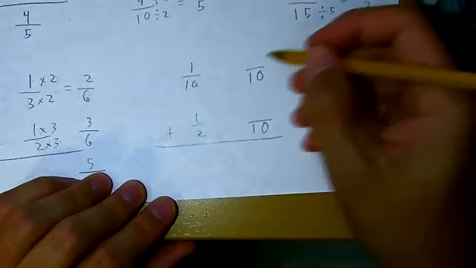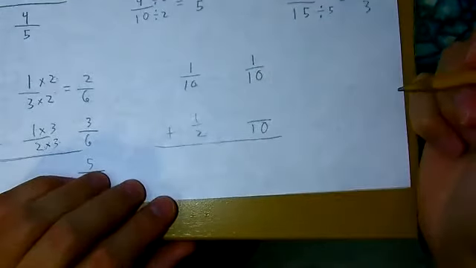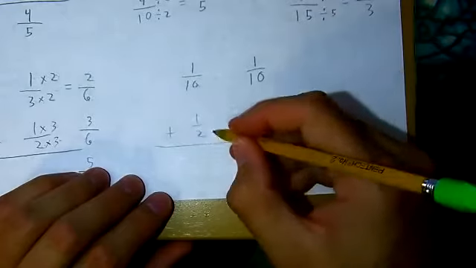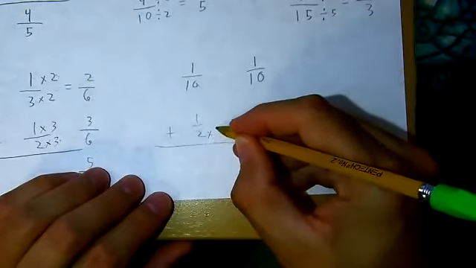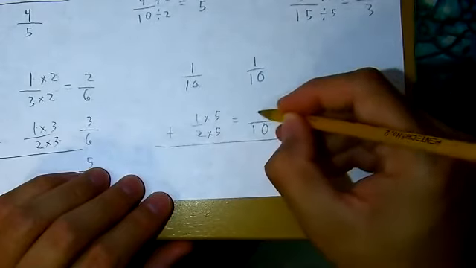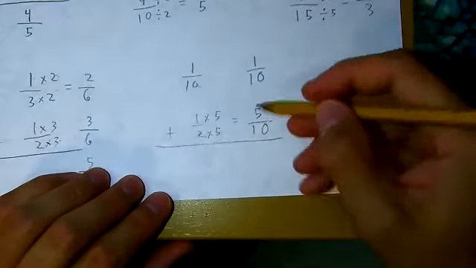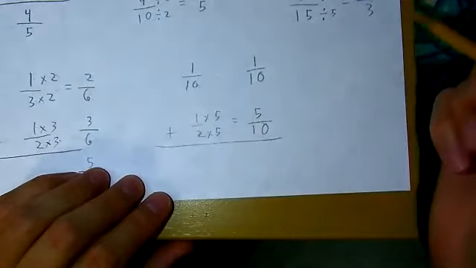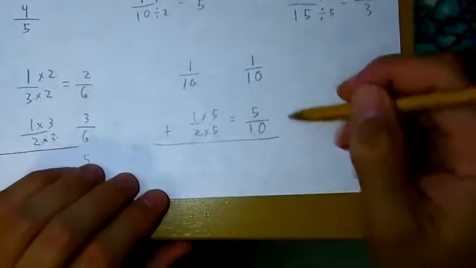You multiply it times 1, so there's no reason to write that down. This number has to change. 2 times 5 is equal to 10. So 1 times 5 is 5. So you should know that 5/10 is the same as 1/2. So those are equivalent fractions.